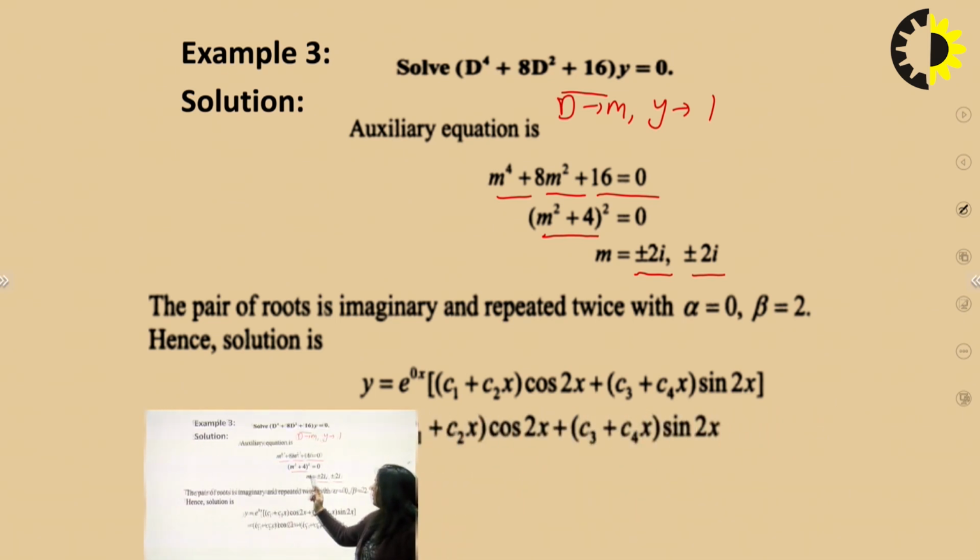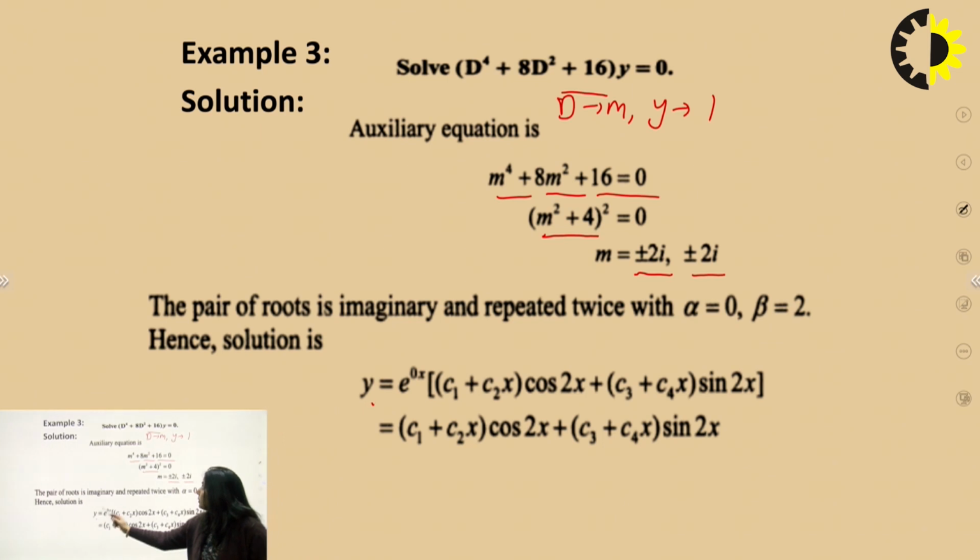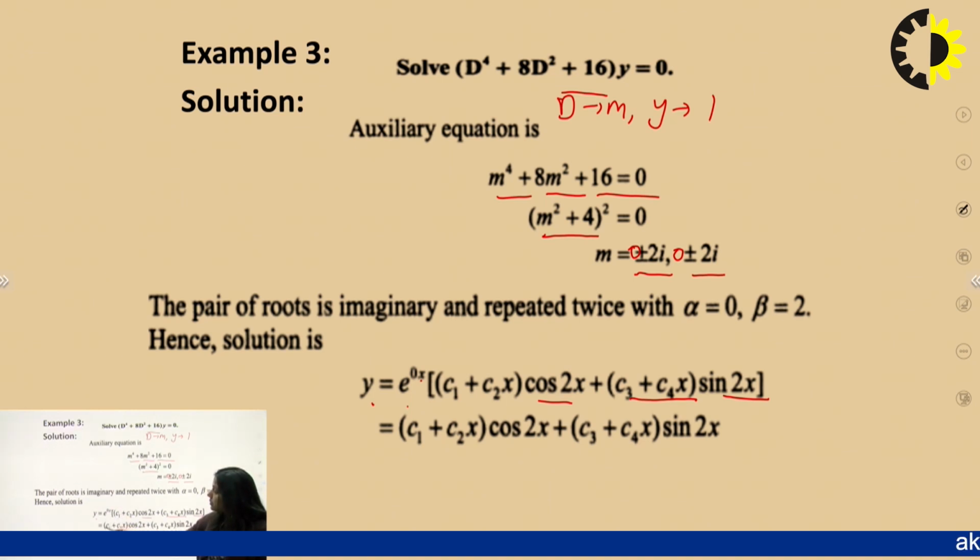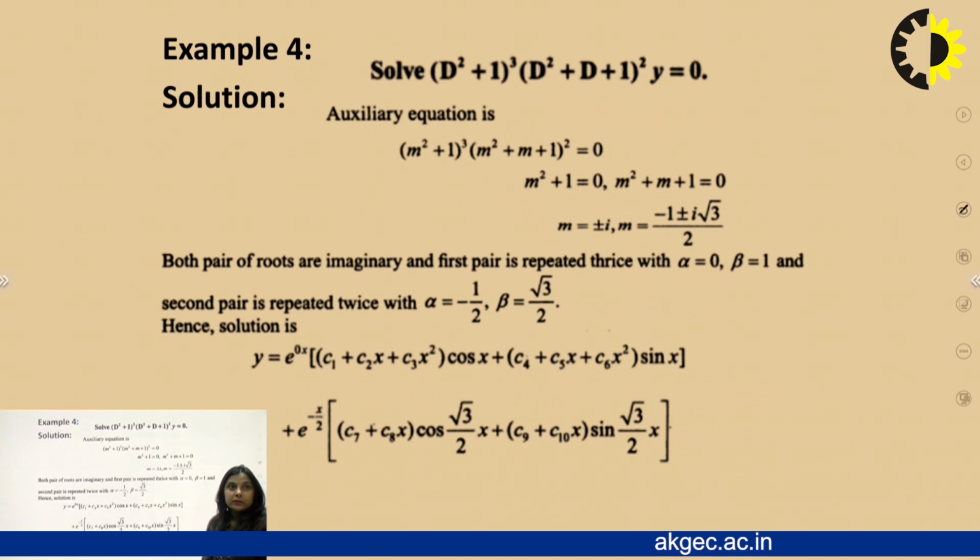So here now the complementary function for this equation is e^(0x), because here the real term is 0 and here also the real term is 0. So now (c1 + c2 x) cos 2x and plus (c3 + c4 x) sin 2x. So now the value of e^(0x) is equal to 1. So the complete solution is y = (c1 + c2 x) cos 2x + (c3 + c4 x) sin 2x.